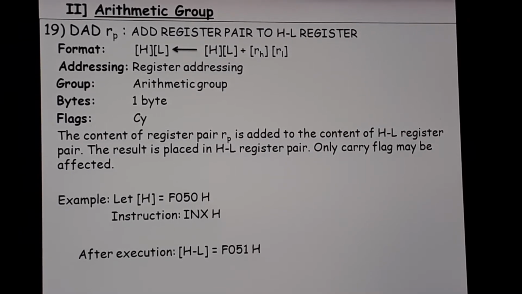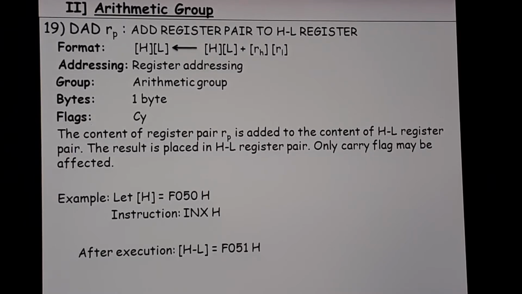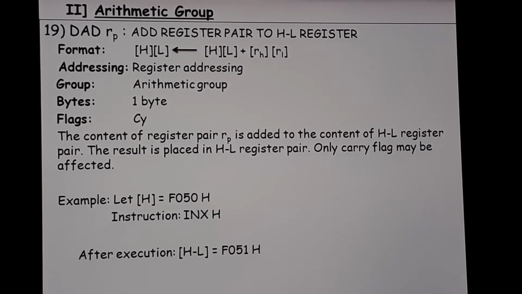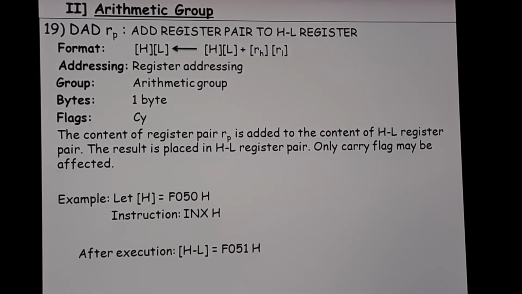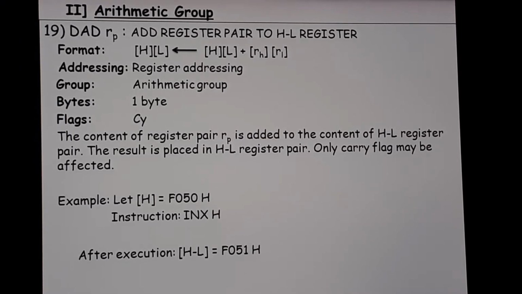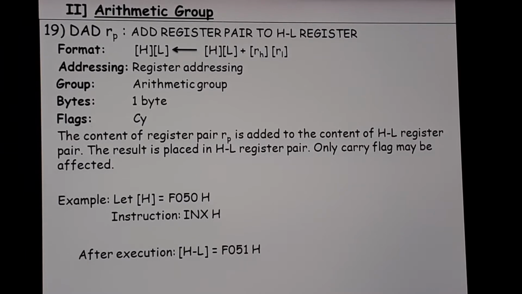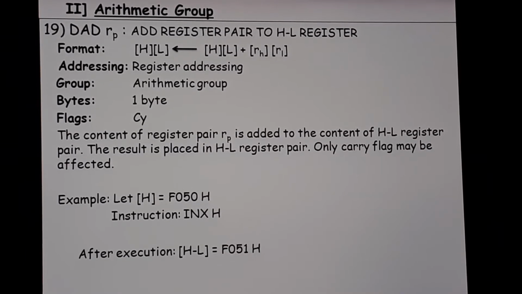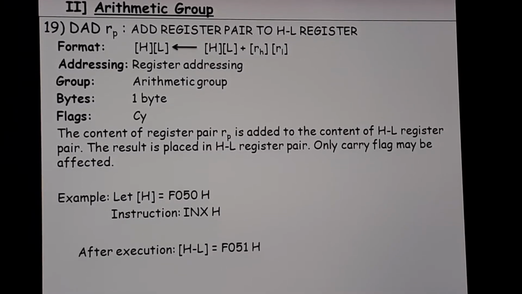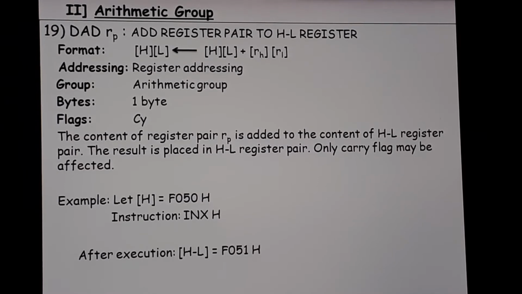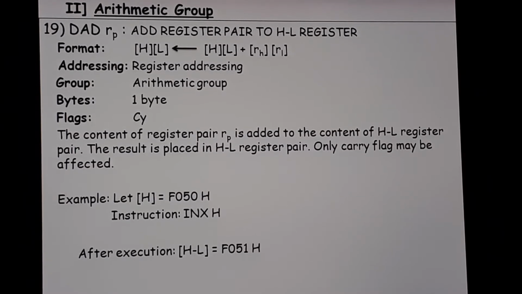Now, in the format that I have written here, HL is compulsorily present in the instruction, so you will write HL plus the register pair. In this particular format I have written RH and RL, but if you want to skip RH RL, you can directly write RP instead. RH is nothing but the higher order address of the register pair and RL is the lower order address of the register pair, and the result is always stored in the HL register pair here.